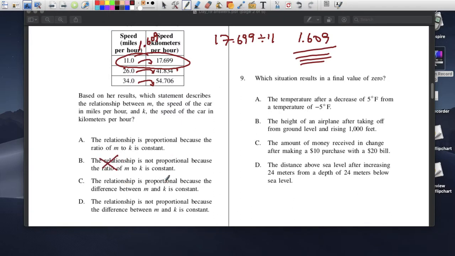The relationship is proportional because the difference between m and k, it's not the difference. We didn't find a difference here, right? It was a division, so this is gone. And this one says it's not proportional, so that's automatically gone. So we're looking for something that says it's proportional because the ratio is constant. The ratio between m and k is constant, and it is, right? All being multiplied by the same number or divided by the same number going the other way.